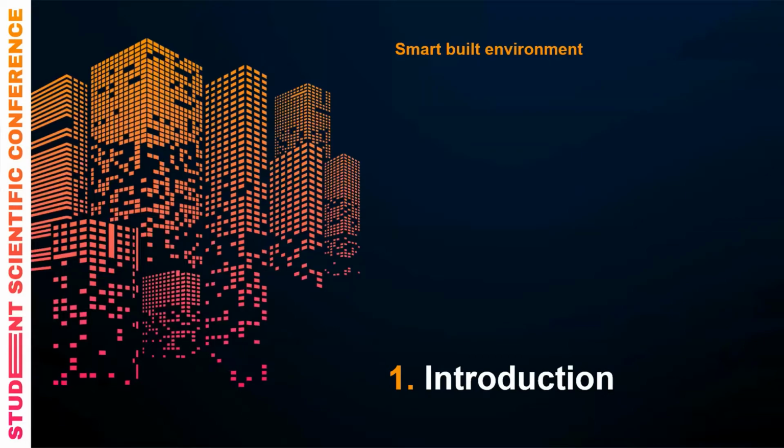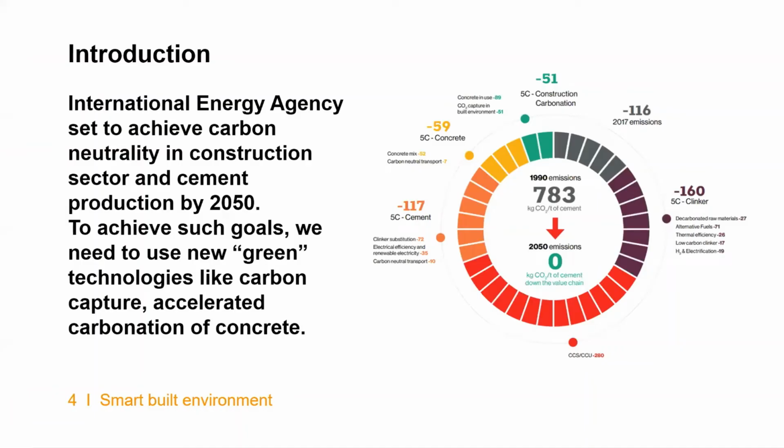So first of all, the introduction. In 2020, the construction sector generated as much as 38% of global carbon dioxide emissions. The amount of CO2 emitted during cement production alone was about 0% of global emissions. Trying to slow down climate change, the International Energy Agency set a goal to achieve carbon neutrality in the construction sector and cement production by 2050. To achieve such goals, we need to use new green technologies like carbon capture and accelerated carbonation of concrete.